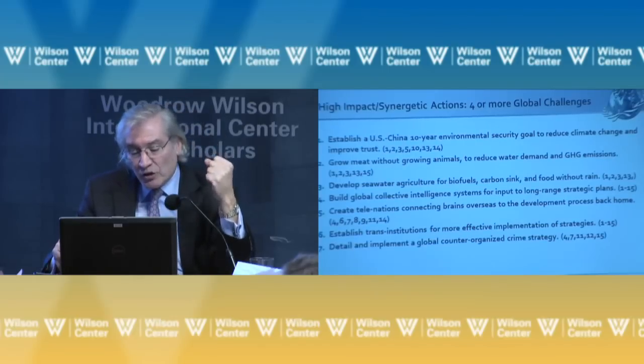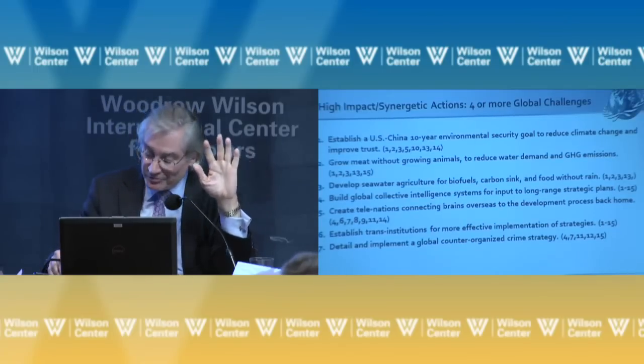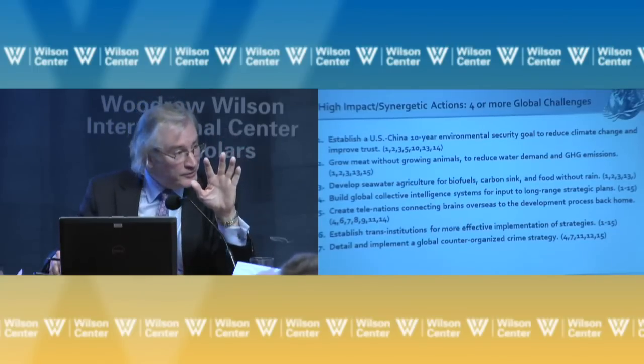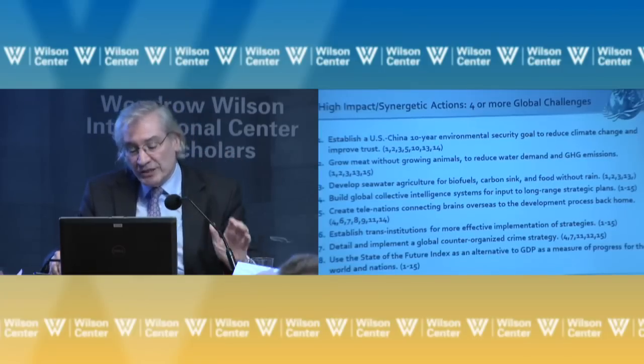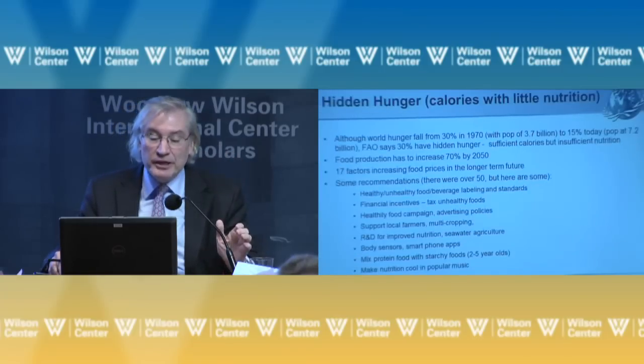Seven, detail and implement a global counter-organized crime strategy. That's in process, as I mentioned. Maybe next year I can give you a report with some progress on that one. And eight, use the State of the Future Index as an alternative to gross domestic product.